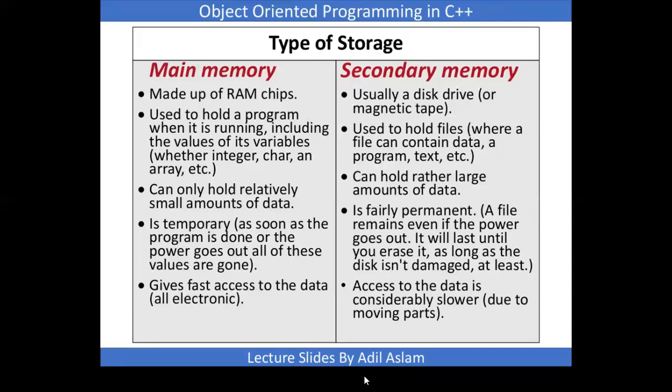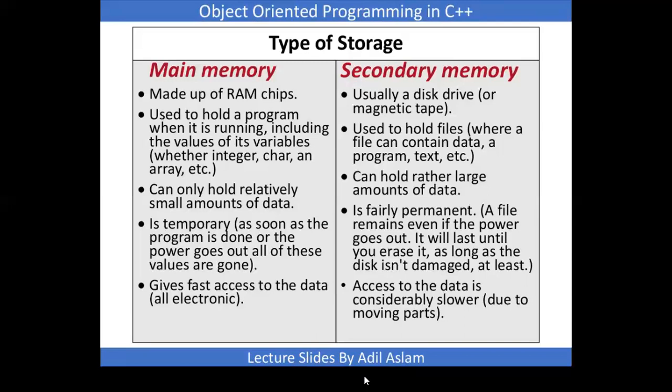And these are relatively small in number, meaning a small amount of data is stored in main memory. It is also temporary in nature: as soon as your computer shuts down, all the values will be flushed away from the RAM. Although it gives fast access to the data, being all electronic in nature, the processor can easily and more frequently fetch the data from main memory.